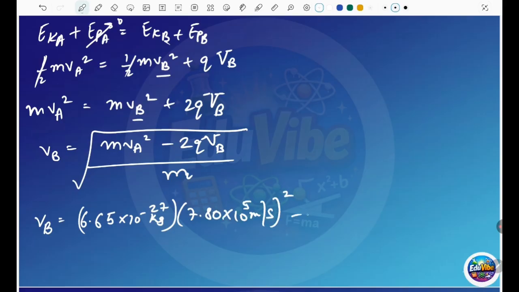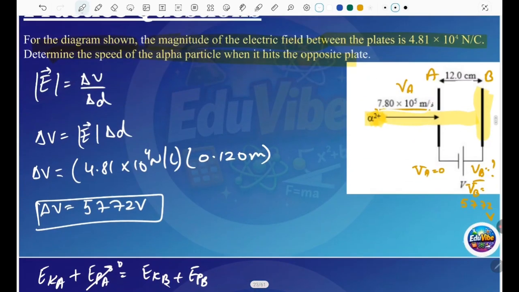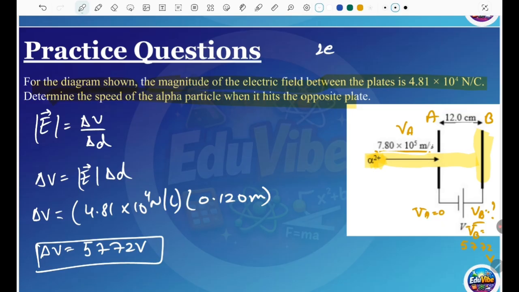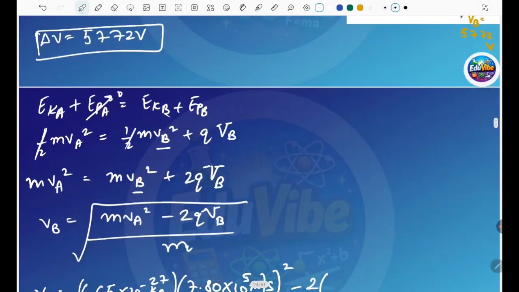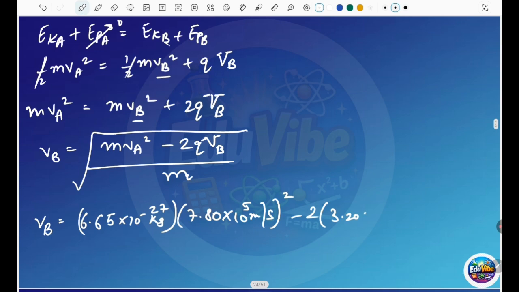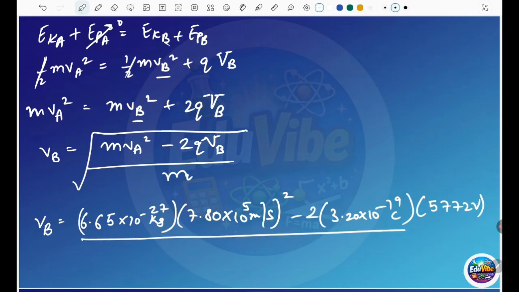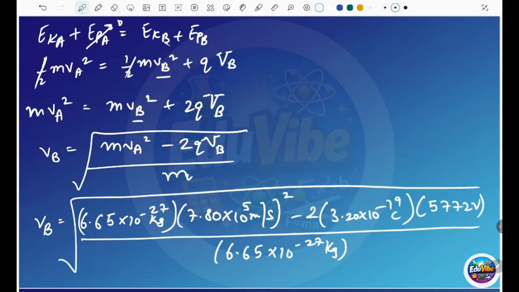meters per second, squared, minus 2 times Q. Q is the alpha particle's charge. The alpha particle has a charge of 2e, where e is the elementary charge, so we multiply by the elementary charge and get 3.20 times 10 to the power minus 19 coulombs. And lastly, we already found the voltage for B, which is 5772 volts. Divide this whole thing by the mass of the alpha particle, all under the root. Now when you solve this, you get about 2.30 times 10 to the power 5 meters per second.